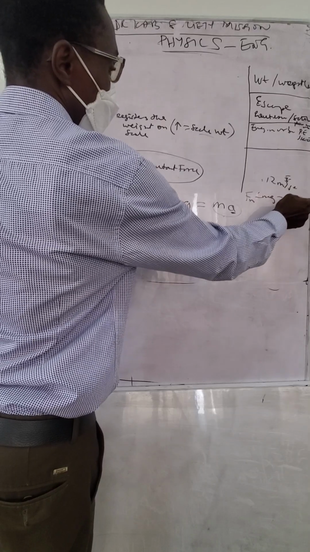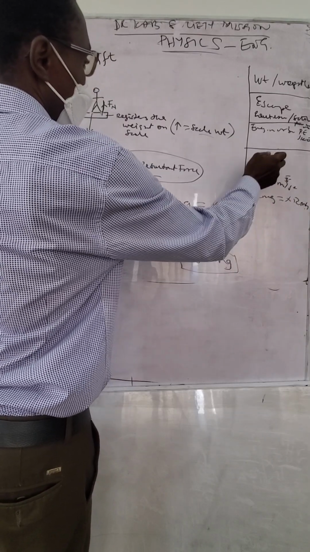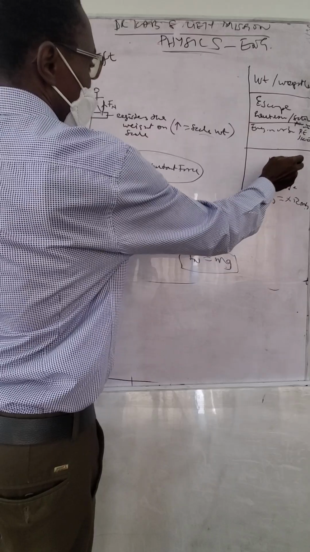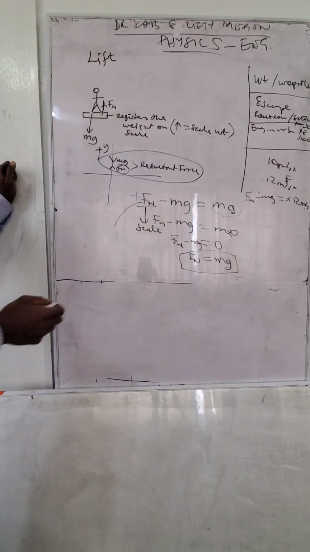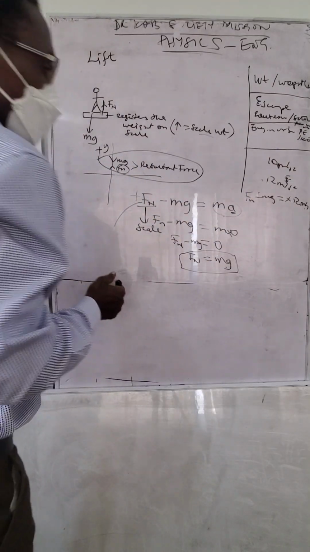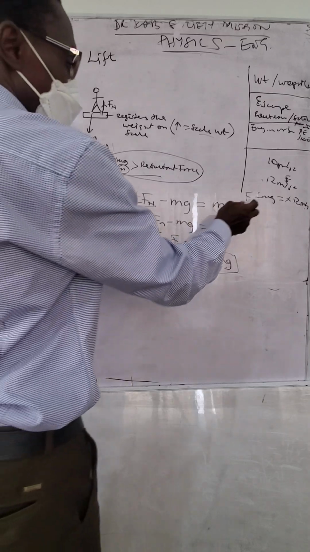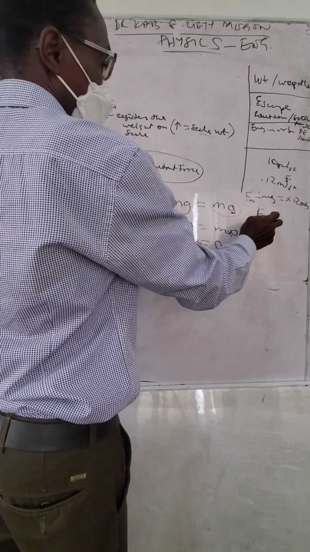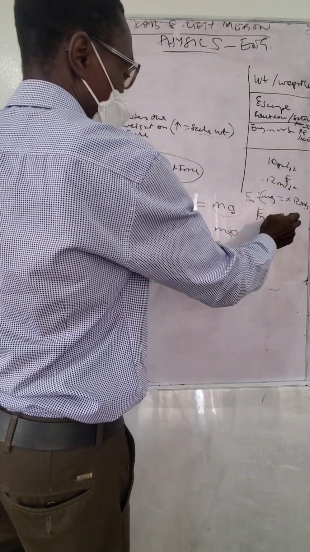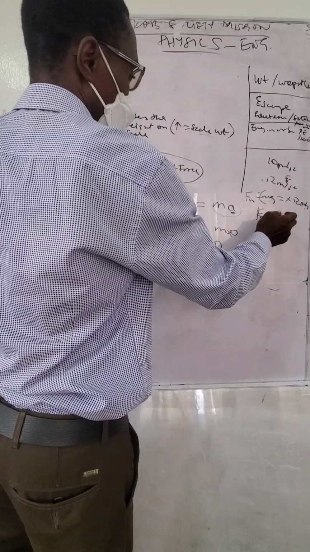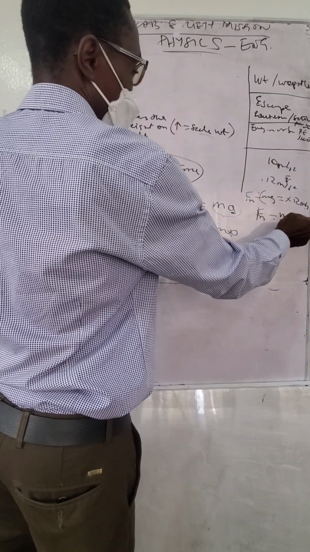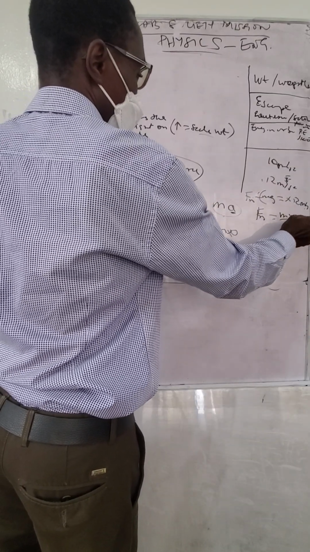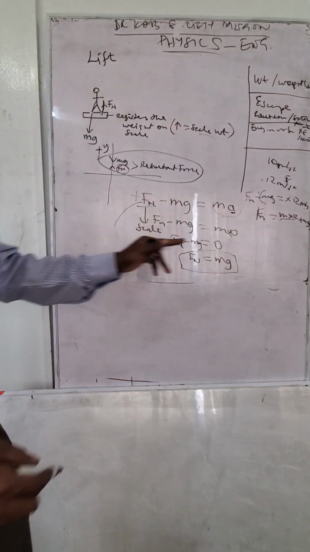Times 12 meters per second squared. This is more than the acceleration due to gravity, which is about 10 meters per second squared. 12 meters per second squared is more than that. Okay, so in that case, you see that the Fn here, this will cross. Already we have something times 12 here, so we have m times 12 here, plus mg.